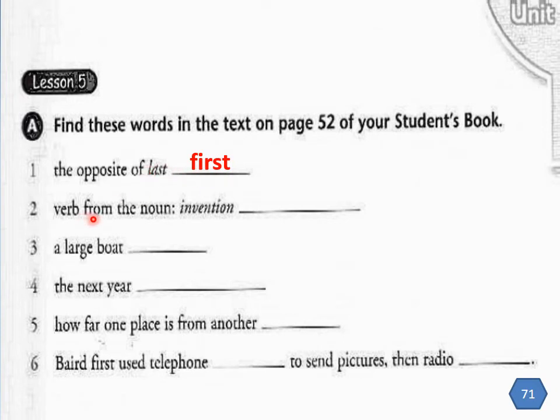Number 2. Verb from the noun invention. It is invent. Number 3. A large boat. We call it ship. Number 4. The next year. We call it the following year.